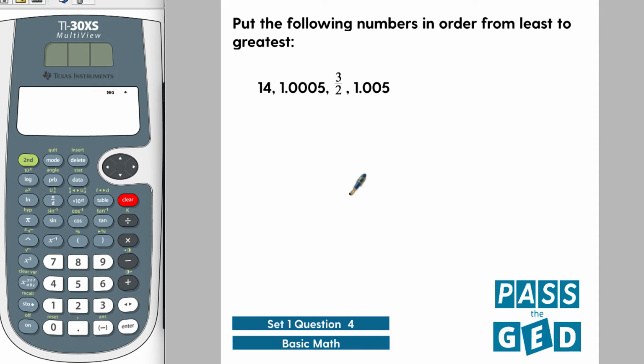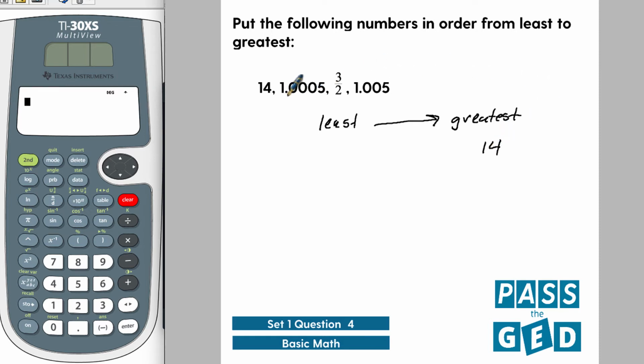Question 4, put the following numbers in order from least to greatest. And so we will go least on the left to greatest on the right. Typically you want to work from extremes here. What is the largest or the smallest? Which one's really easy to find? We see this 14 is going to be the largest.